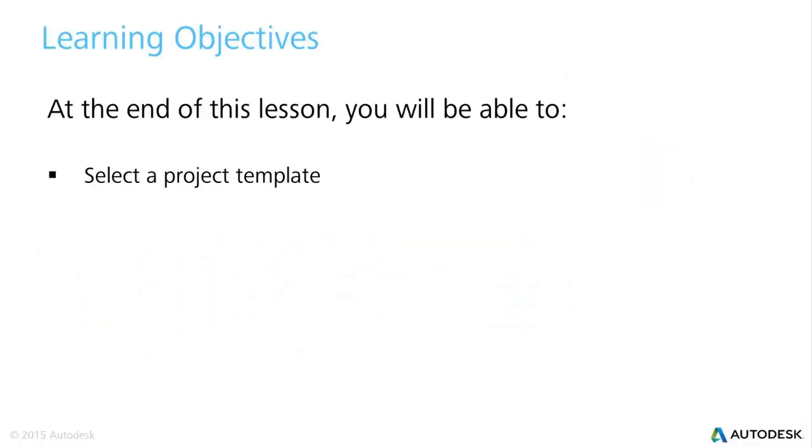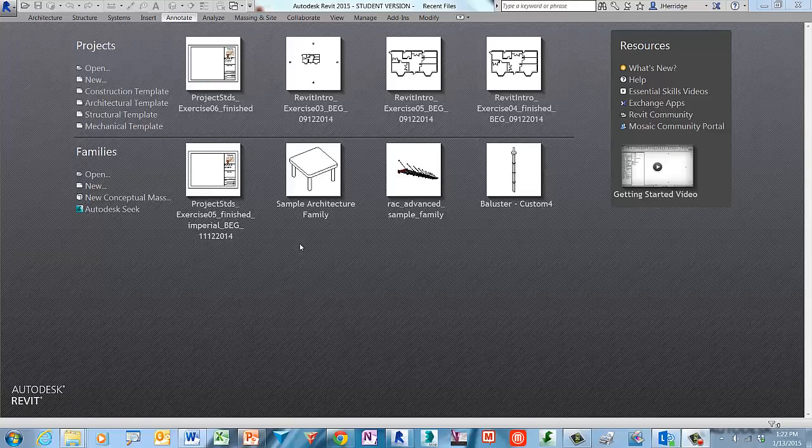Now let's take a look at the learning objectives for video 1 in this series. In this lesson, we'll take a look at selecting a Revit project template and determining why you would choose a particular template over another based on which project type you're about to take on. So with that, let's get started.